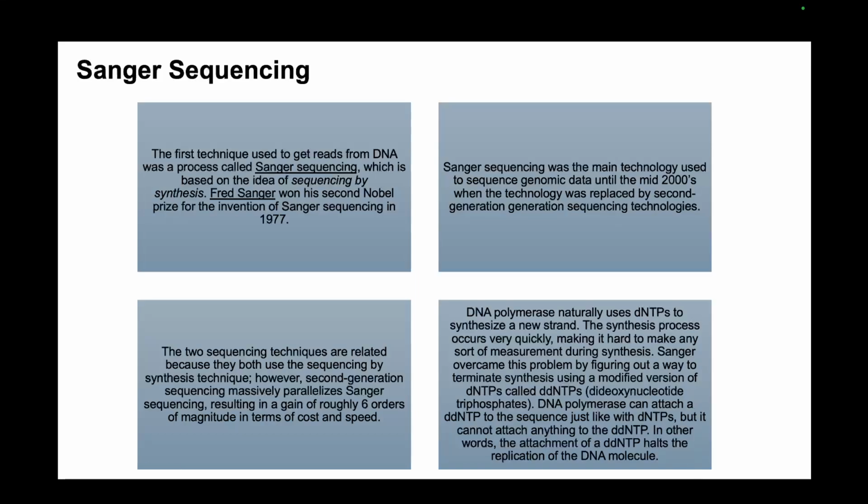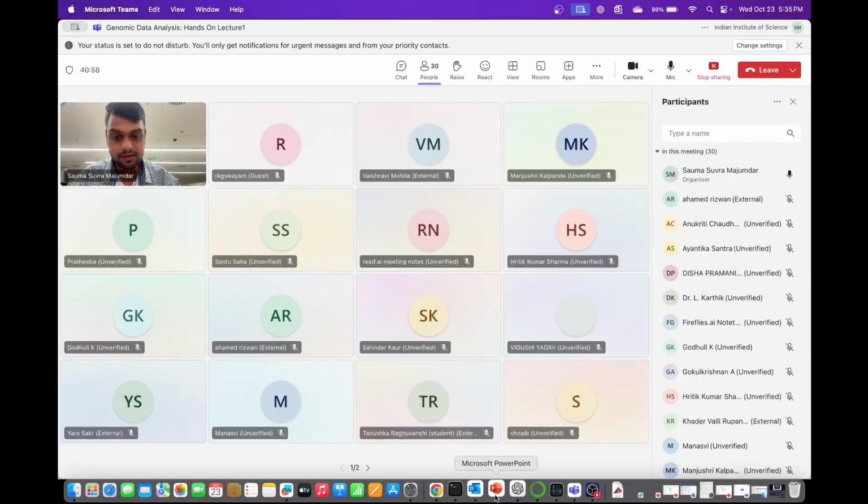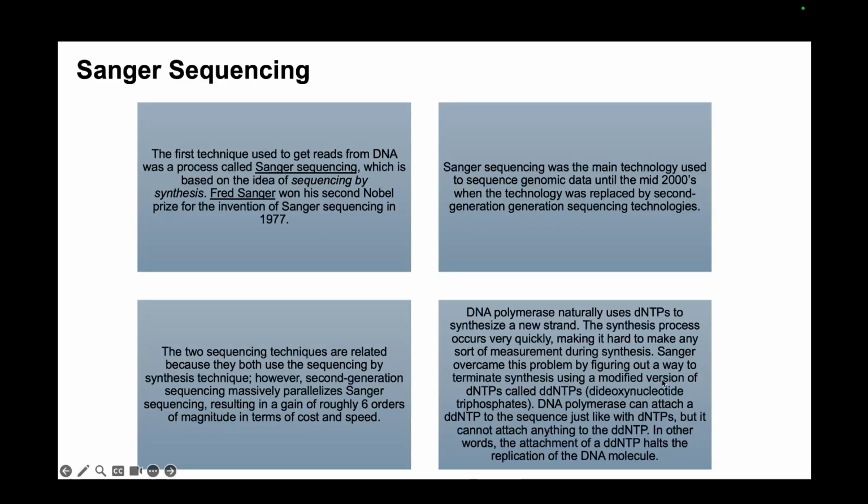The most basic sequencing technology that came first was the Sanger sequencing technology. This was way back in 1977. Fred Sanger, the person behind the technology, was awarded a Nobel Prize for this. The technology is pretty simple.